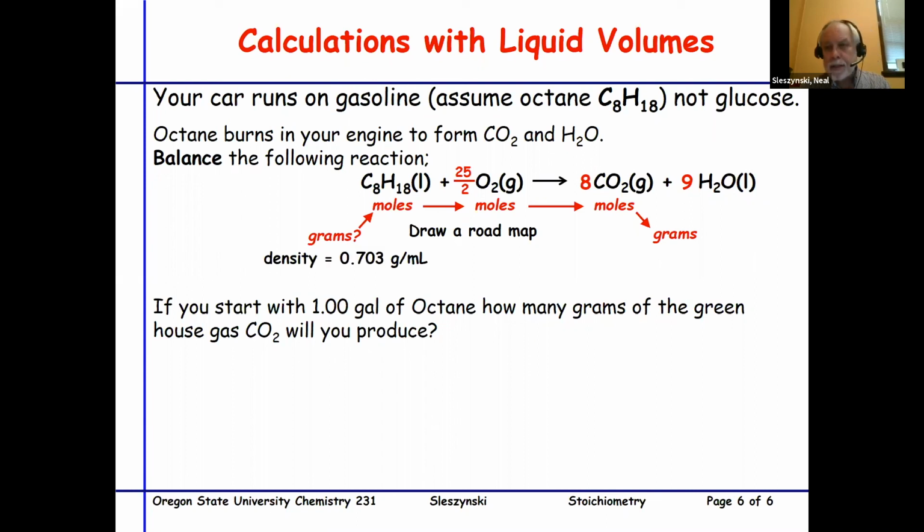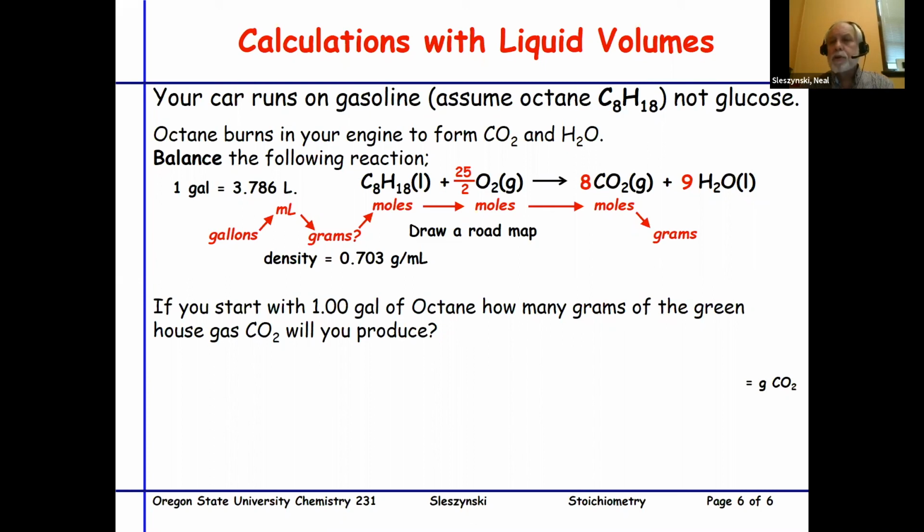Well, if we know the density of octane, which we can look up on the internet, we know that we can convert grams of octane into mLs of octane. Well, that only partially gets us where we want to go because the liquid measurement we've been given is gallons, not milliliters. Again, we can look up a conversion between gallons and liters, and then we'll also have to do a conversion from liters to milliliters. But ultimately, this is the map that we're going to follow.